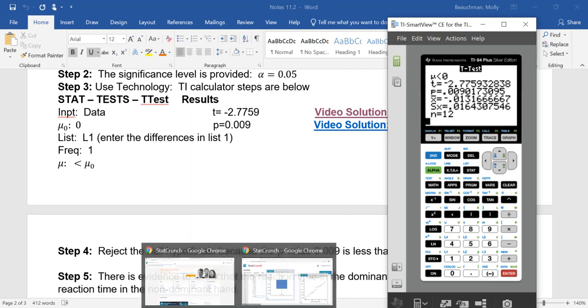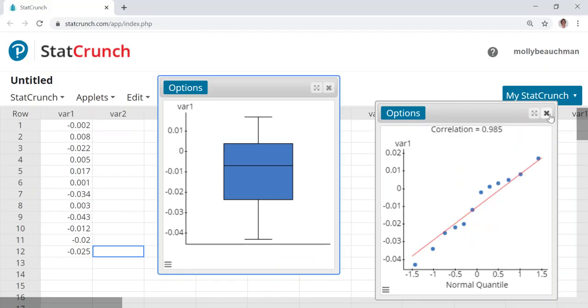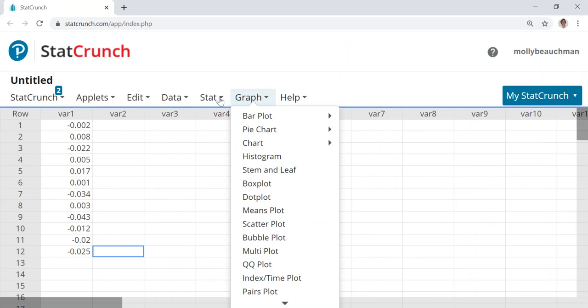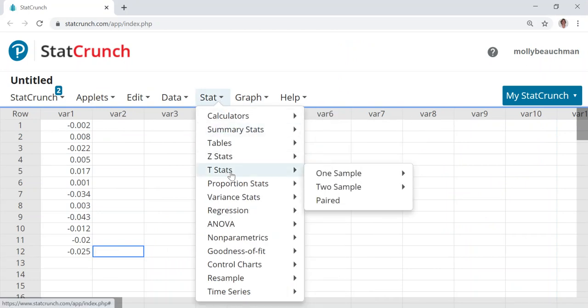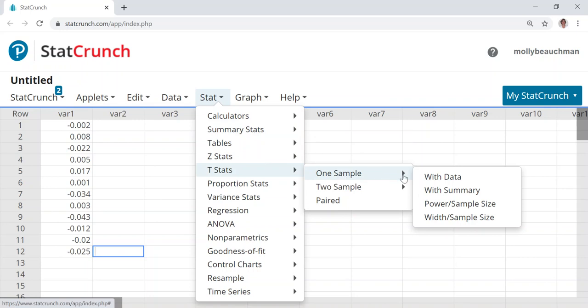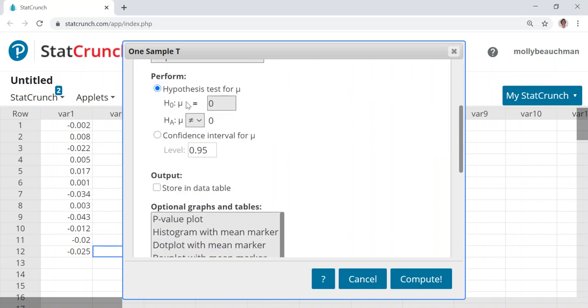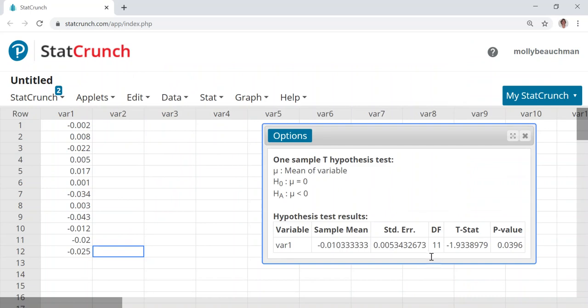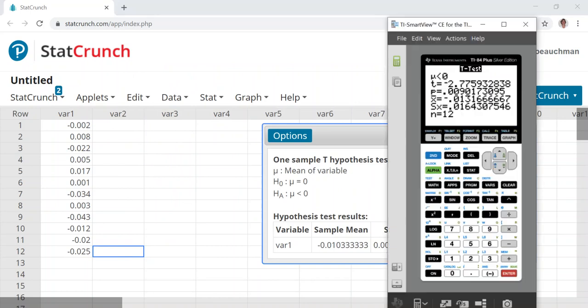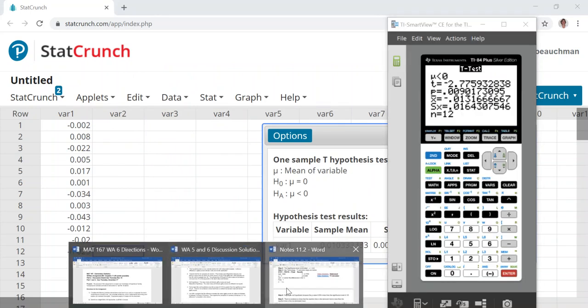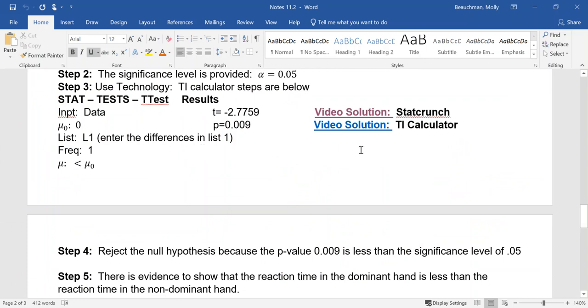If you're going to use StatCrunch for this, get rid of these. This is in tests. This is a t statistic. It's one sample with data. So you tell them where the data is. It's a hypothesis test where the mean equals 0. The alternative is the mean is less than 0. Compute. And we'll get the same values as we did in the other if I type them in correctly. All right, so I think I might have typed the values in not correctly, but you get the idea.